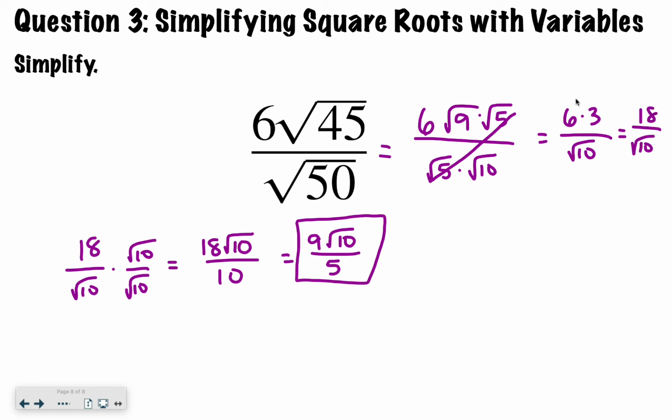And then I had 6 times 3 is 18 over the square root of 10. I multiplied top and bottom by that square root of 10 to get 18 square root of 10 over 10. I saw, hey, 18 over 10, that simplifies to 9 over 5. And then I left my square root alone.